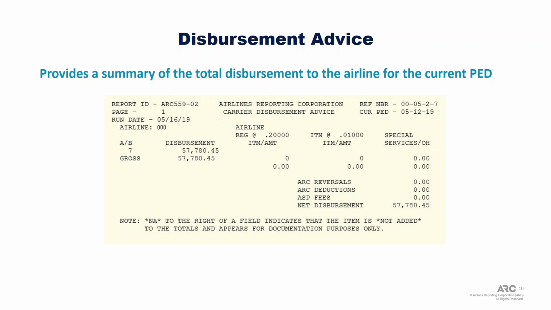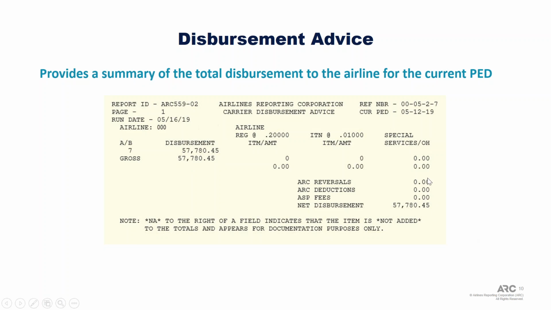The disbursement advice. The disbursement advice is a key report. This is the report that's output on Thursdays that lets you know what your disbursement will be on Friday for your cash sales. On the disbursement advice, you have your gross total, which is your net remit, which is your sales, your fares plus tax minus commission. That is going to be listed here as your gross amount.